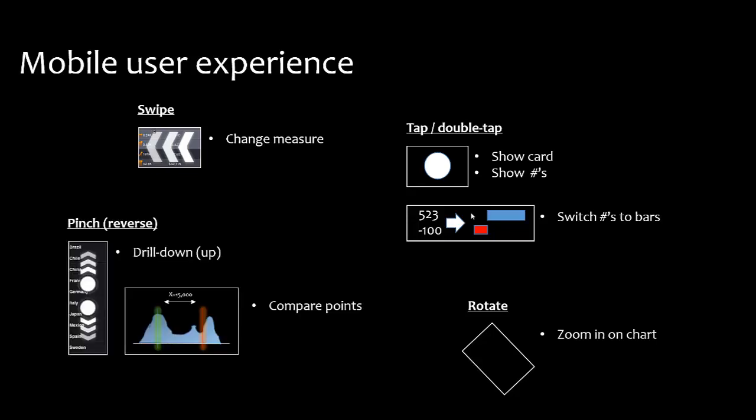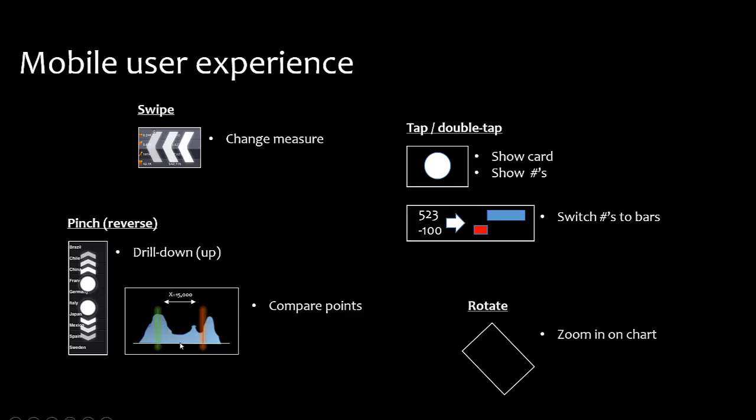With a pinch or a reverse pinch, the typical scenario would be to zoom in on a map or on a web page. In the case of Roambi, if we're looking at something like a multi-level hierarchy, like a geography hierarchy where we have countries and underneath the countries we have cities, this will actually cause a drill down into the hierarchy.